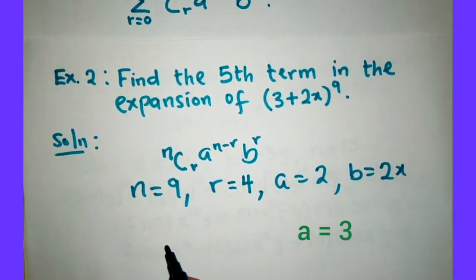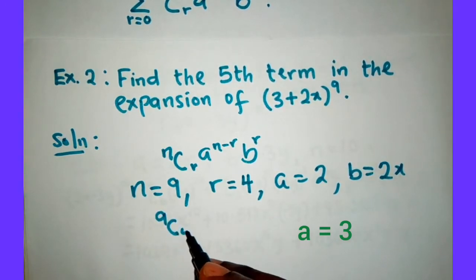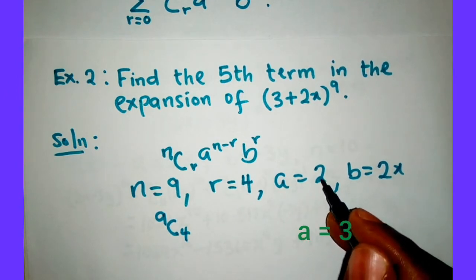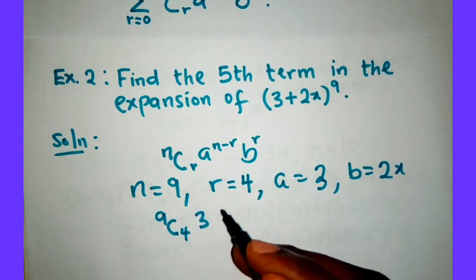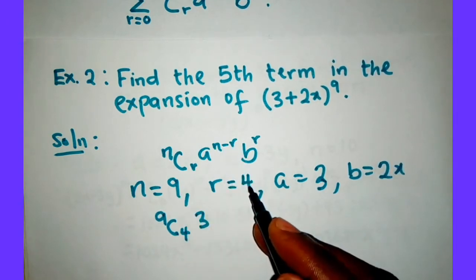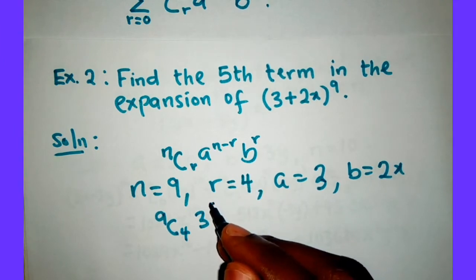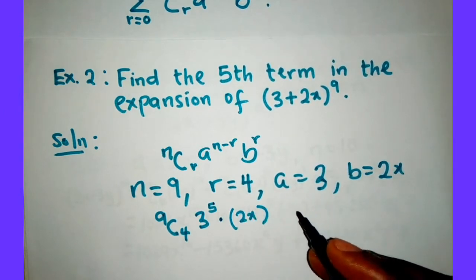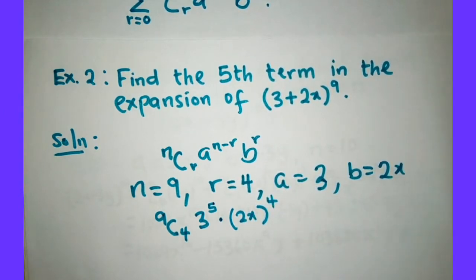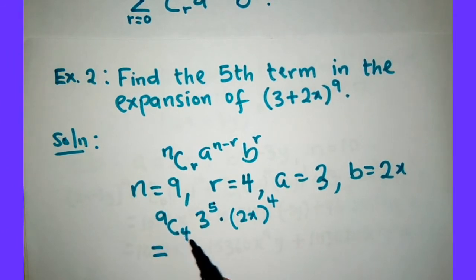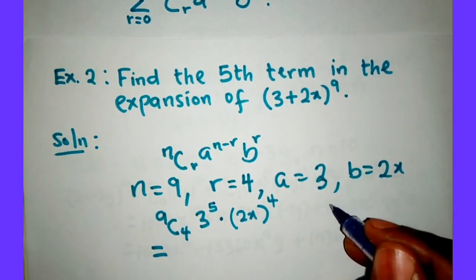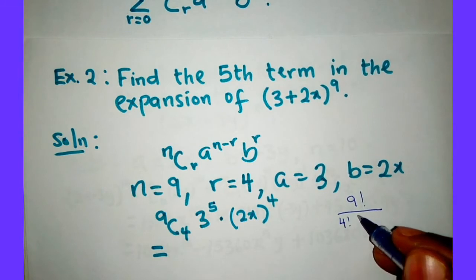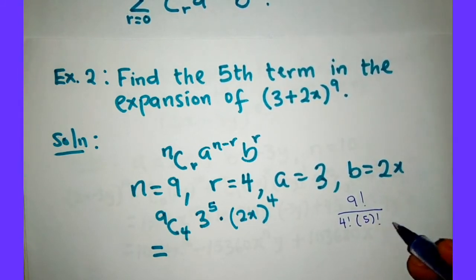So we have 9 choose 4, a is 3 here, times 3 to the power of n minus r, that's 9 minus 4, which is 5, times b is 2x to the power of r, which is 4. And this is equal to 9 choose 4. Let's work that out. We have 9 choose 4 by the formula. We have 9 factorial over 4 factorial times 9 minus 4, which is 5 factorial.